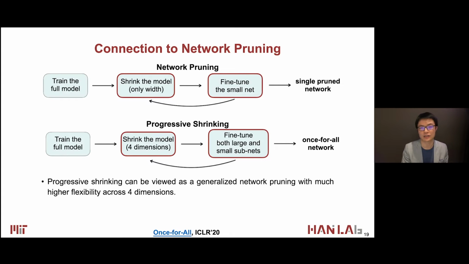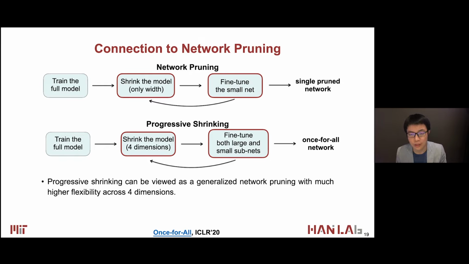So this is the connection to network pruning. Channel pruning only shrinks the width, but here we shrink the model across 4 dimensions, including not only the number of channels, but also the depth, the resolution, and also the kernel size. We can support large resolution, small resolution. If you have lots of resources, we just use a large resolution. If you have a tiny microcontroller, we can use small resolution, right? Large kernel, small kernel, similar idea. Deep model, shallower model, okay?